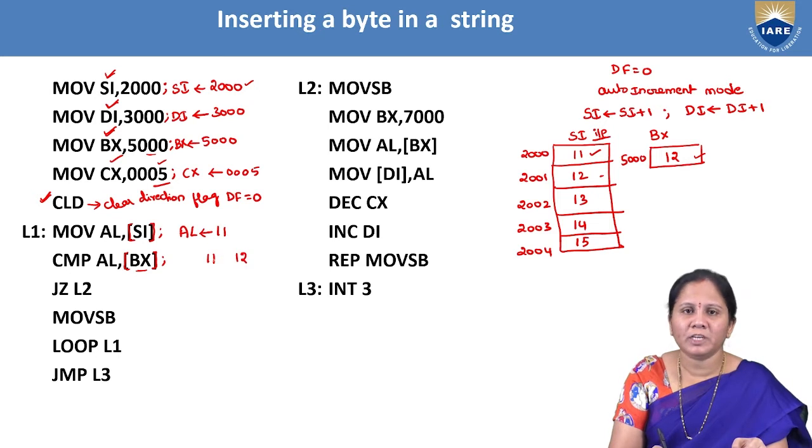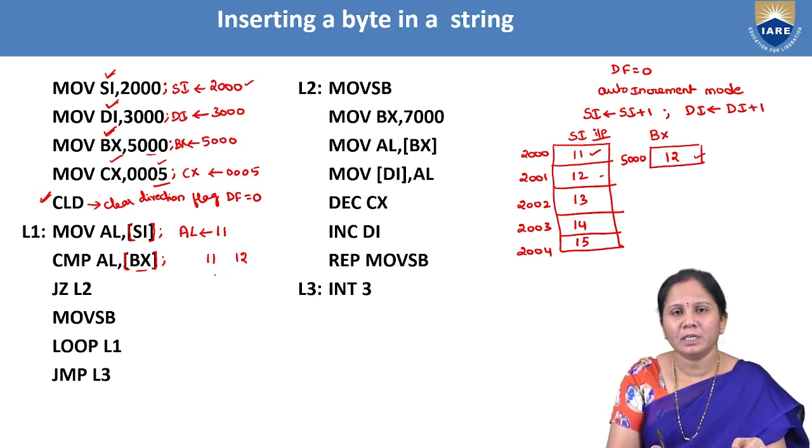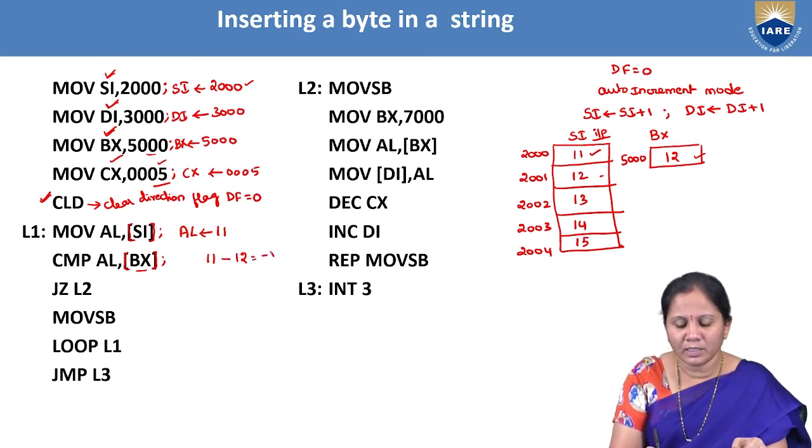Comparison operation means the subtraction operation will be performed between this AL and content of BX, but the result will not be stored anywhere. So that means 11 minus 12 operation is performed. Anyway, here the result will be negative.